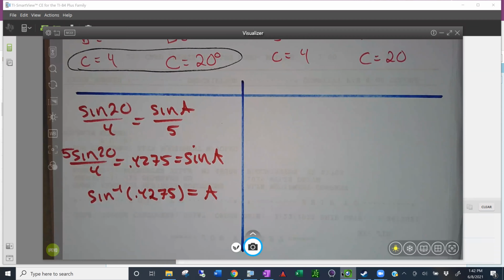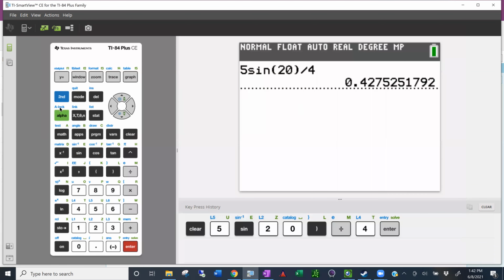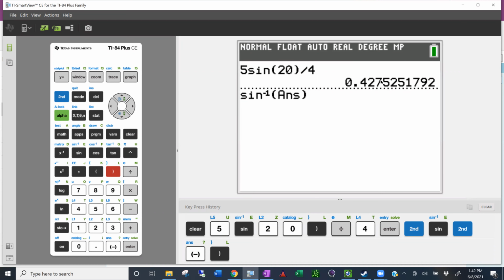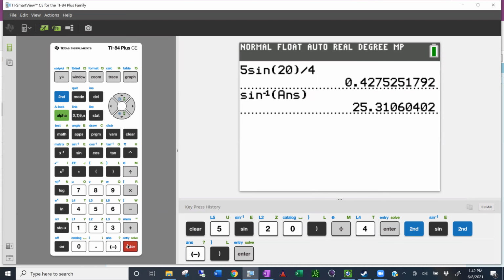Now here's where it becomes a little interesting. To do the inverse sine, I'll click second, sine, second, answer. That's going to give me the inverse sine. It's a nice, accurate way not to have to type in this number. And I get 25.31 degrees. Okay, that's fine.